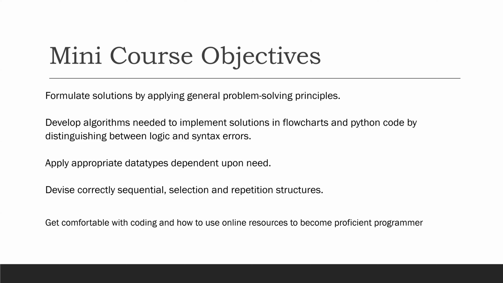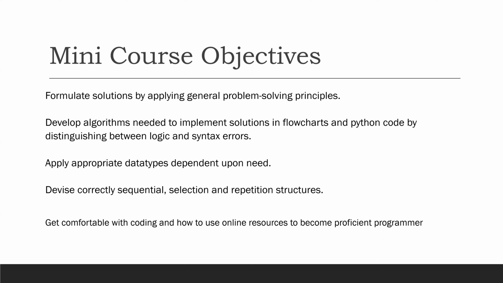So what is our objective in these 4 weeks? In these 4 classes, we want to formulate solutions by applying general problem solving principles. So if we are given a problem, how can we approach it? Basically, this will help you if you want to be interviewed at any of the tech companies. When you go for a software engineering interview, they ask a lot of coding problems. They will give you a problem, and they want you to solve it in 30 to 45 minutes.